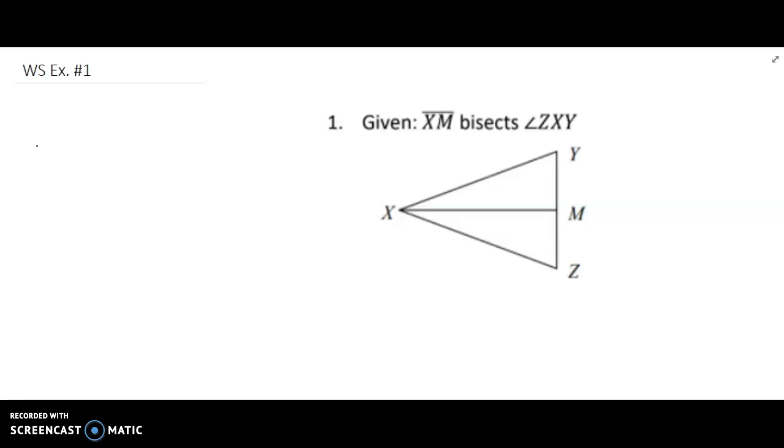And then we're going to mark the pictures with what you can conclude. So are angles congruent? If so, make congruent markings on angles. Are segments congruent? If so, make congruent markings on the segment. And then we're going to state what we can conclude.